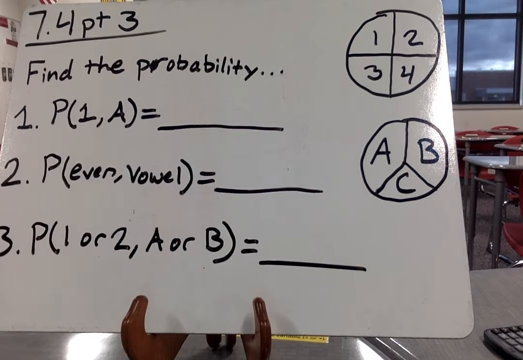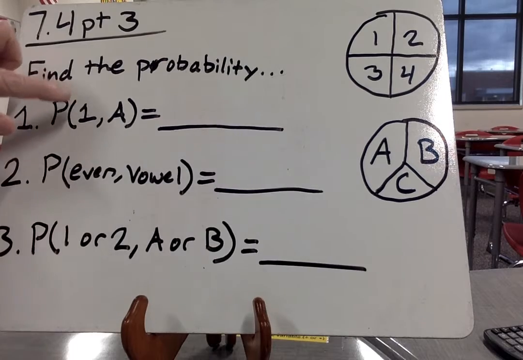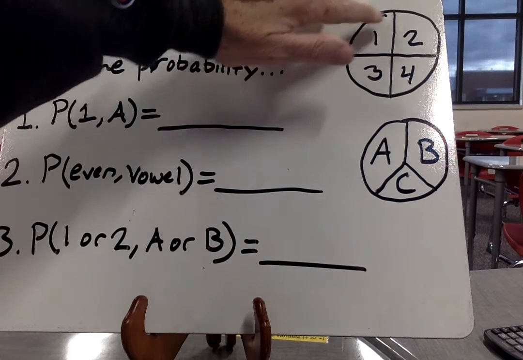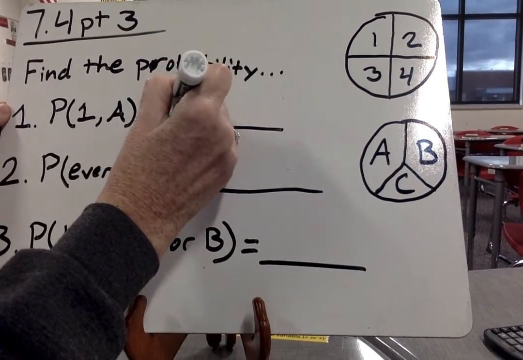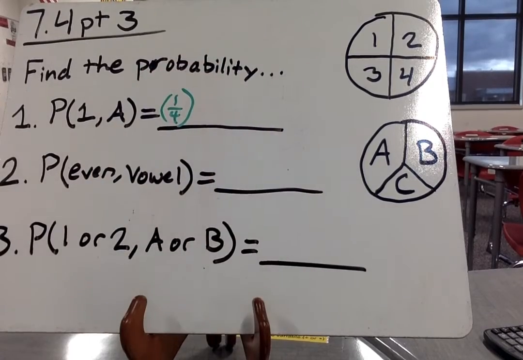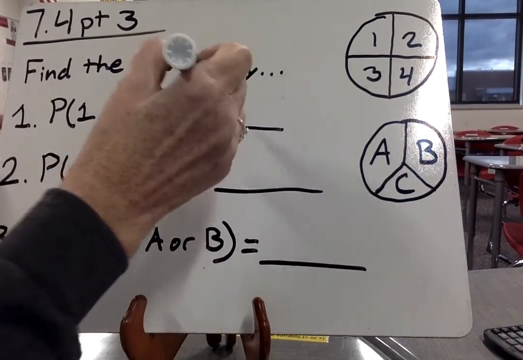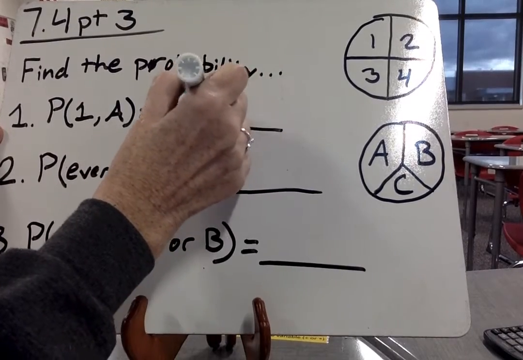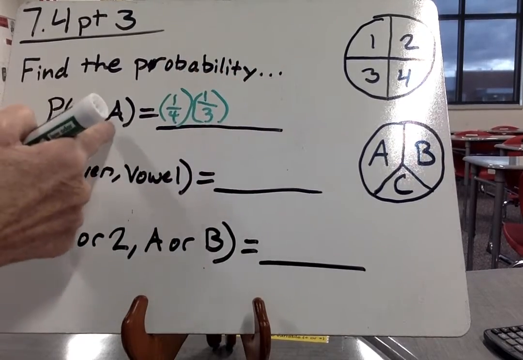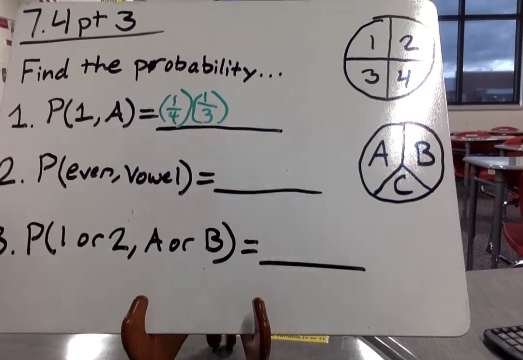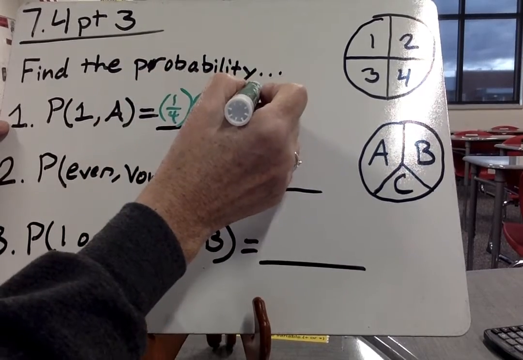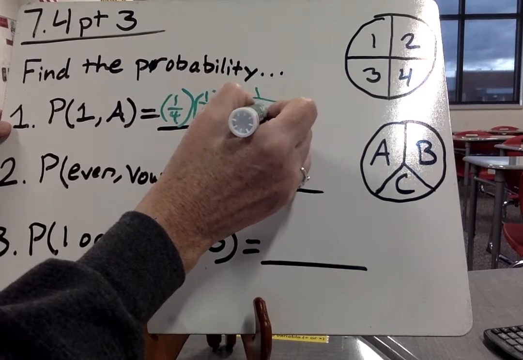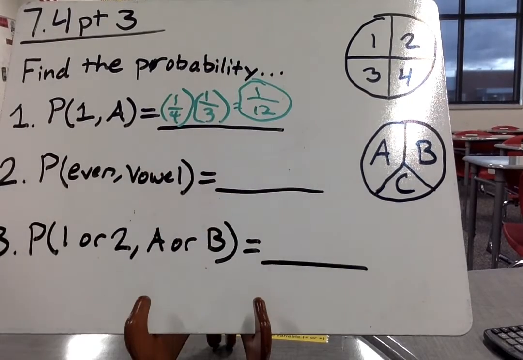So find the probability. For 1, there's 1 out of 4 possibilities, so that would be 1/4. Then the probability of A is going to be 1/3. To find the probability of getting both a 1 and an A, we multiply these together. We multiply 1/3 times 1/4. We go straight across: 1 times 1 is 1, 4 times 3 is 12. So you have a 1/12 chance of getting a 1 and an A.